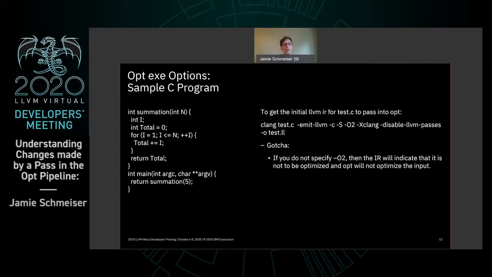This sample C program will be used throughout the tutorial for examples. It consists of a function that has a loop to do a summation and a main function that calls this summation function. To get the initial IR to feed into the opt executable, the command on the right part of the screen can be used. Note the gotcha. One must specify that the code should be optimized, or attributes will be placed in the IR such that the passes will not optimize it.